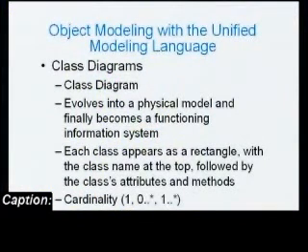Each class appears as a rectangle with the class name at the top, followed by the class's attributes and methods. Lines show relationships between classes and have labels identifying the action that relates the two classes.